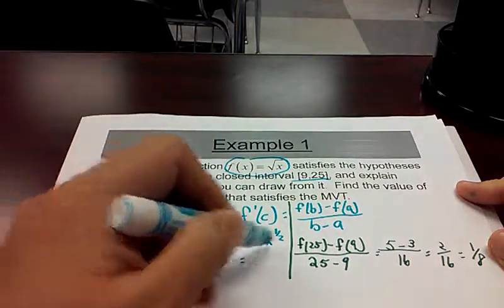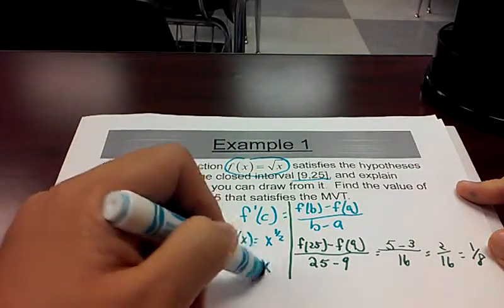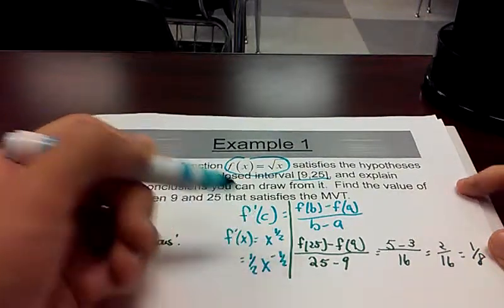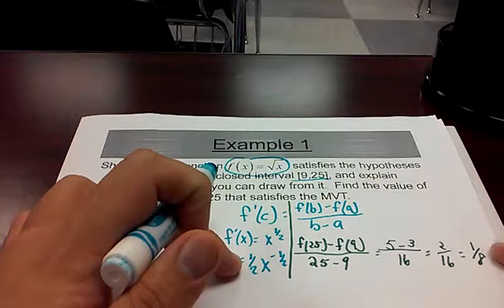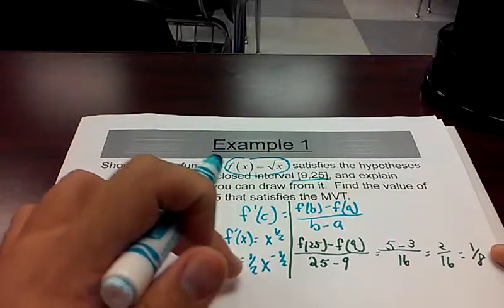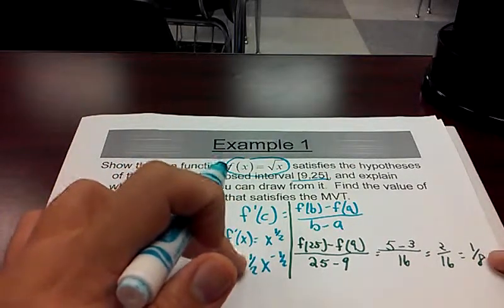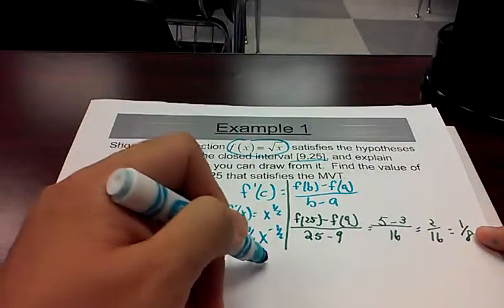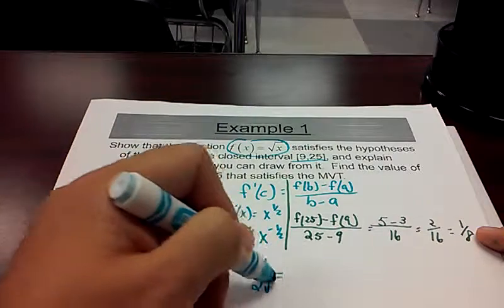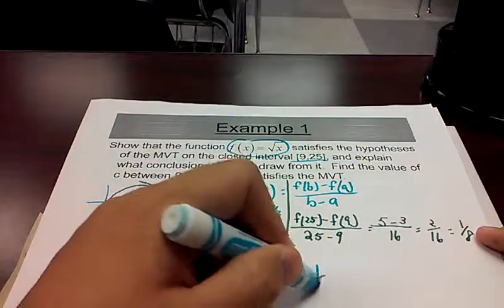Take the derivative of this, so bring the 1/2 power down. This will be x to the negative 1/2. Basically, what it's saying is that 1/2 x to the negative 1/2 is going to equal 1/8, at some value of x. So I'm going to set these two equal to each other and solve for x. Notice this is a negative exponent, so I'm just going to rewrite this as 1 over 2 times the square root of x equals 1 over 8.